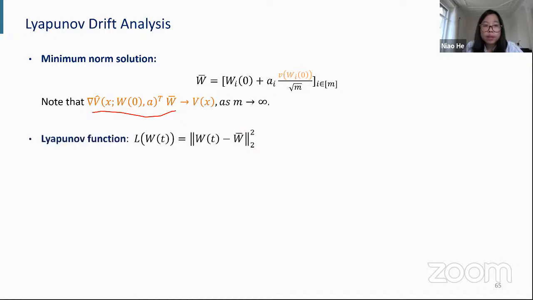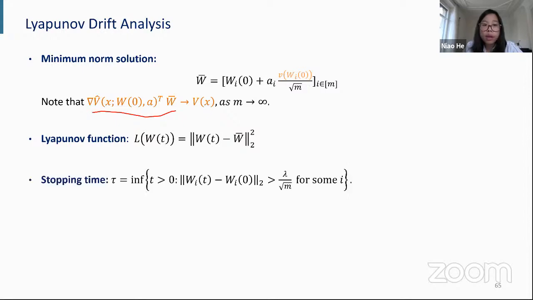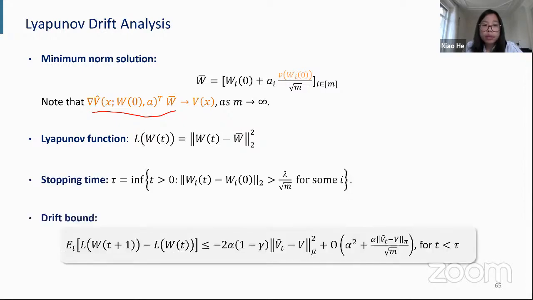And consider this function, which is nothing but the squared distance between your estimator W and W bar. And you can show that there is a very nice drift analysis of this function.